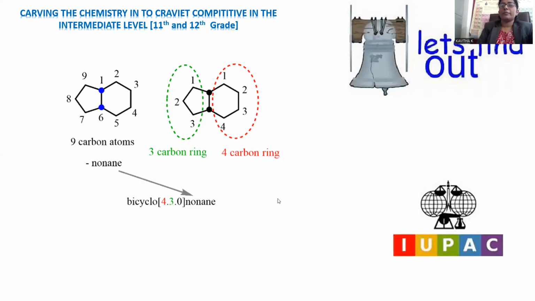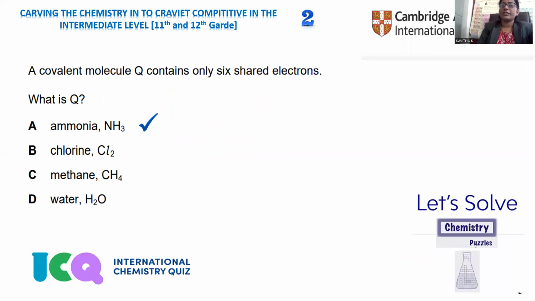Move on to question number 2. In question number 2, a covalent molecule Q is given, and it contains only six shared electrons. Six shared electrons are present, consisting of three bonds. Three covalent bonds will be there. We have to find out what Q will be.